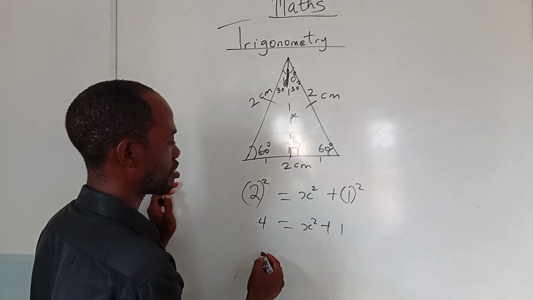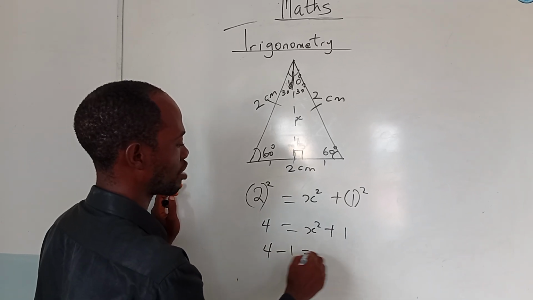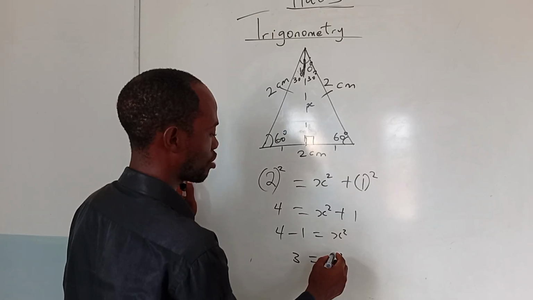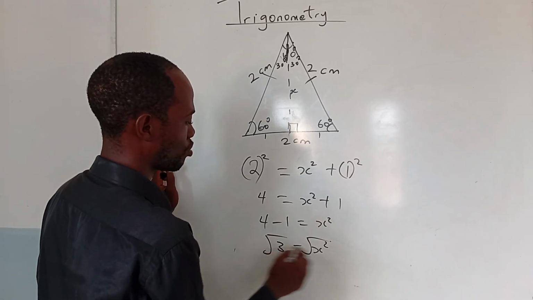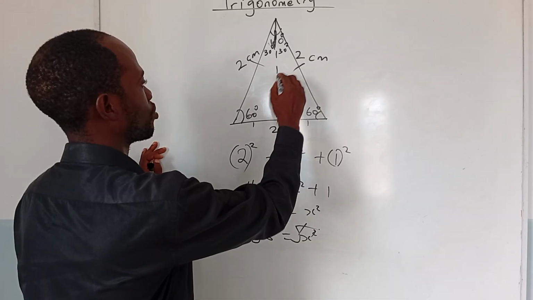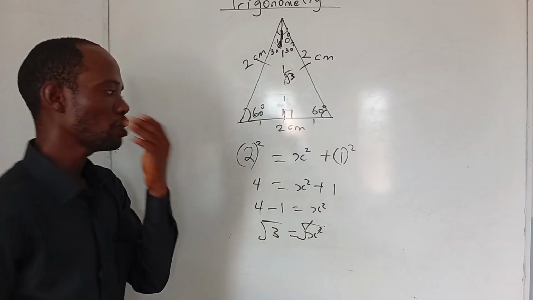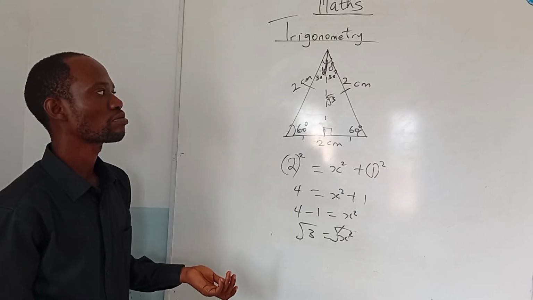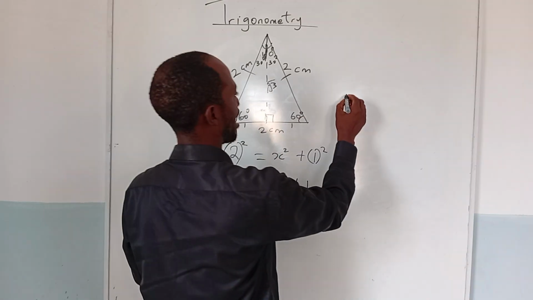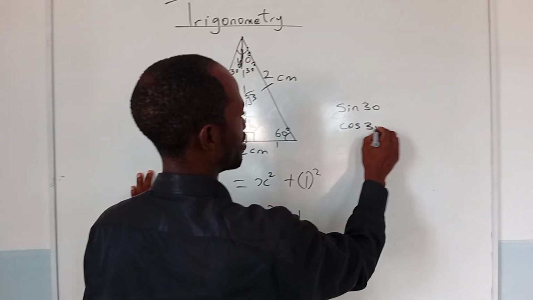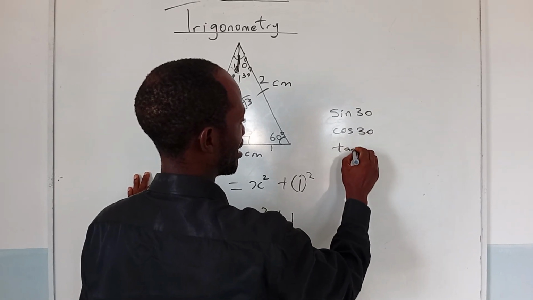Now to get this x, I will say 4 minus 1 is equals to x square. So 3 is equals to x square. Square root both sides. So my x will be root 3. Now that my x is root 3, I can go to get my sin 30, cos 30, and then tan 30.